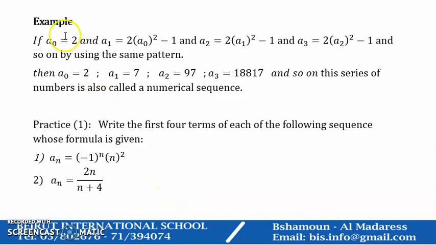Also, suppose we have a0 given, and a1 is given in terms of a0: a1 equal a0 squared minus 1. a2 is given in terms of a1 using the same pattern: a2 equal a1 squared minus 1. Similarly, a3 equal a2 squared minus 1, and so on. By calculation, we obtain that a0 equal 3, a1 equal 7, a2 equal 97, a3 equal 18,817, and so on. This series of numbers is also called a numerical sequence. This question is for you to solve.